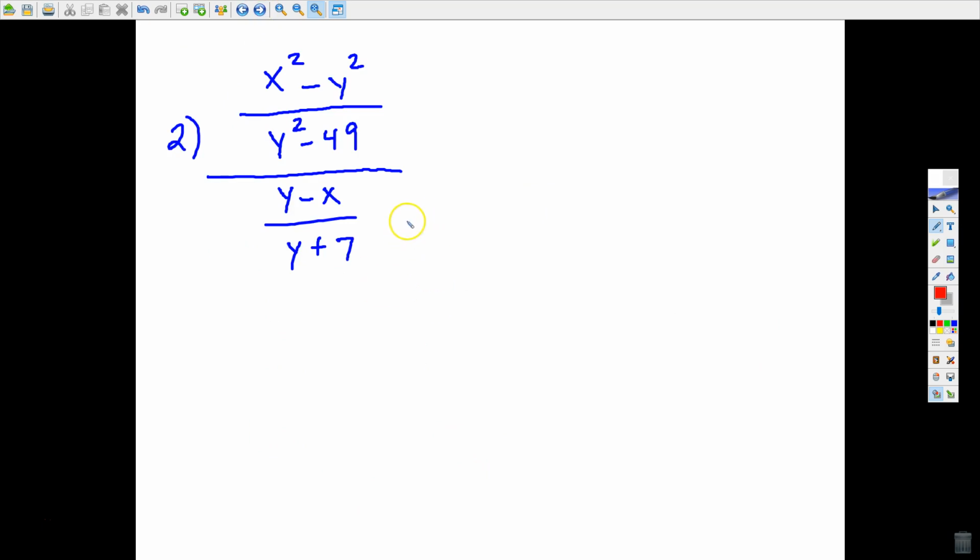Problem number 2 is another division problem. It looks different. This is a complex fraction. So again, I want to factor everything I can. So I'm just going to come over here and I'm going to factor this numerator as x plus y times x minus y. That's the difference between two squares. The same factoring process will take place here. That's also the difference between two squares. Y plus 7 times y minus 7.